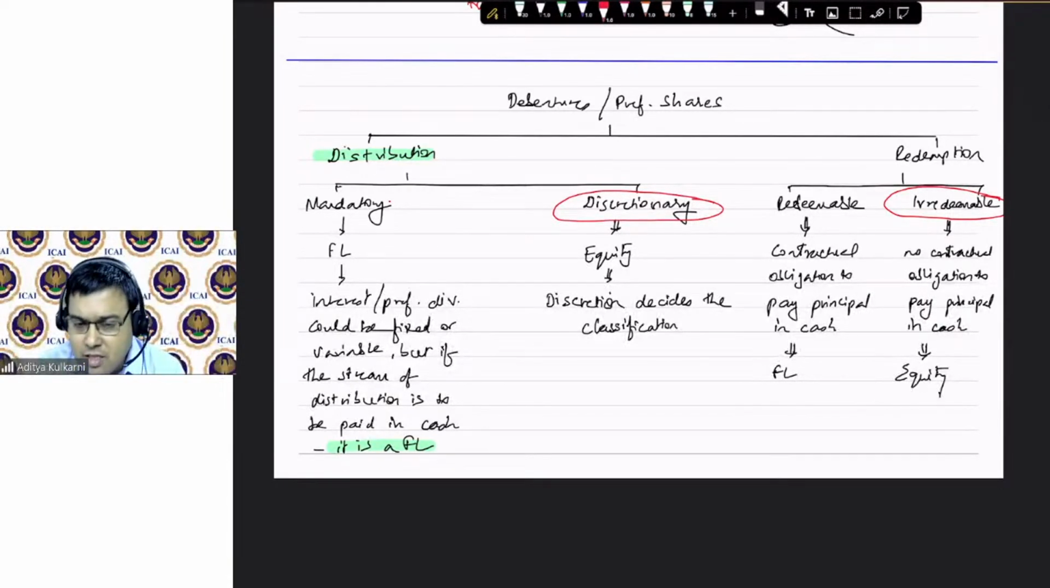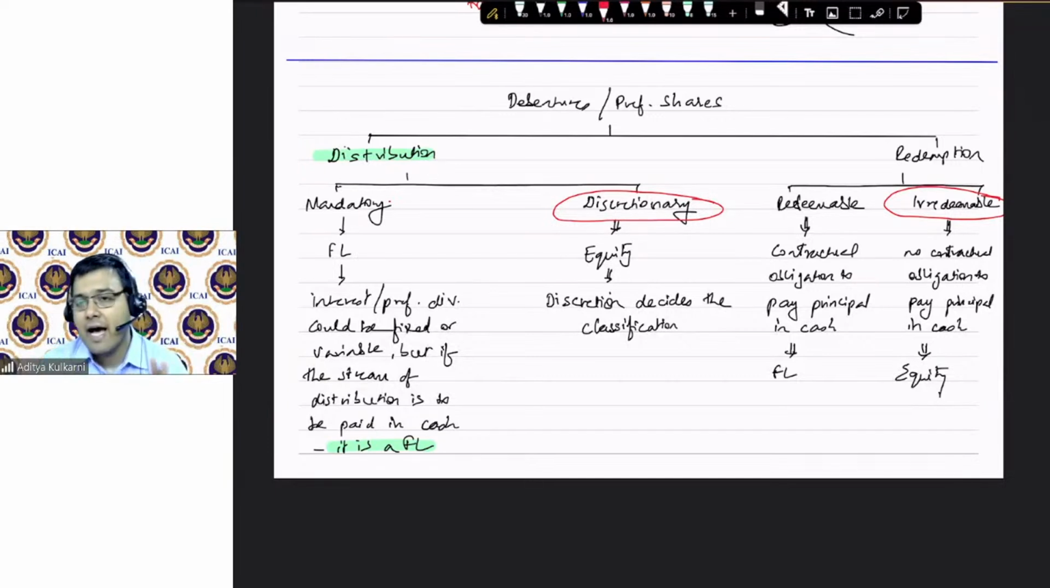Okay. So this is known as a discretionary distribution. Is it okay? Yes. Have you understood discretionary? Discretionary means at the option. Okay, it's optional. It's not mandatory. Nobody can sue you if you don't declare dividend. Is it okay? Yes. So therefore, discretionary.